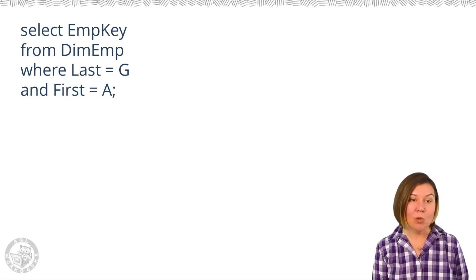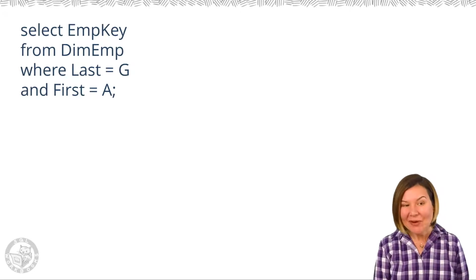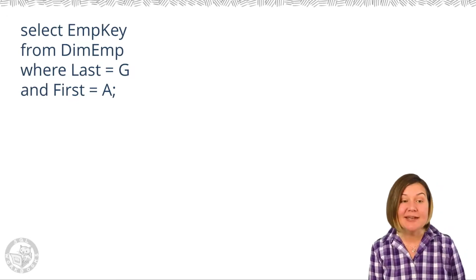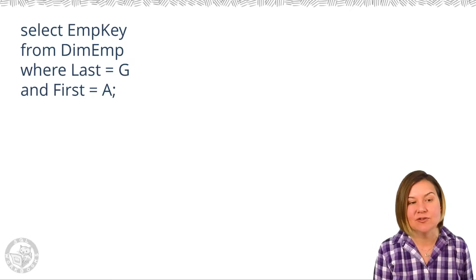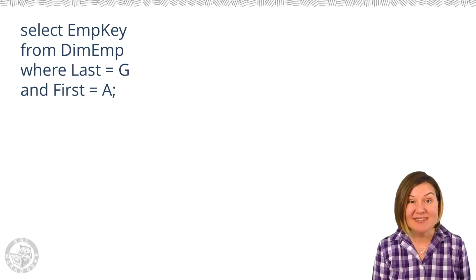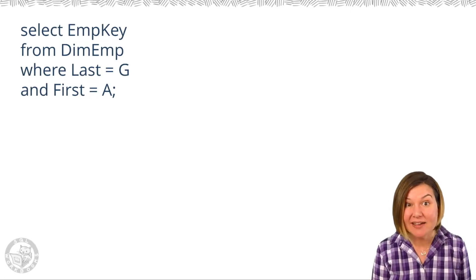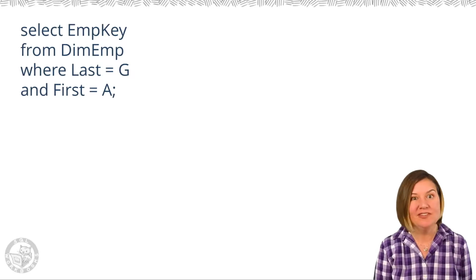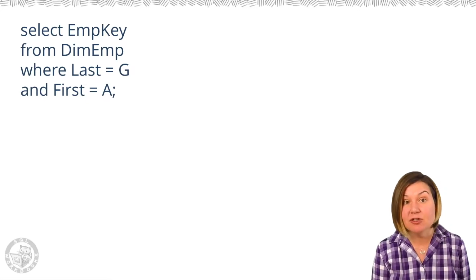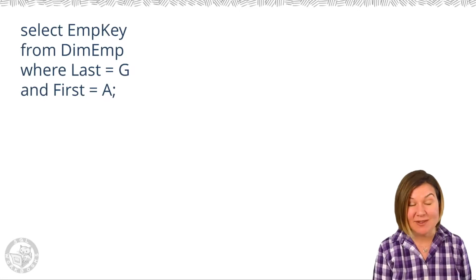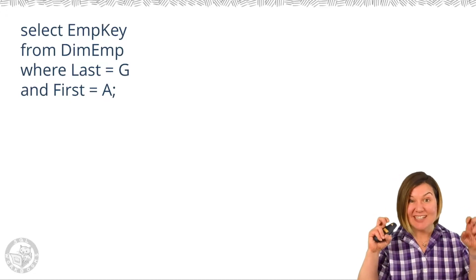For this example query, where we want the employee key, where the last name equals G and the first name equals A, SQL Server identifies, hey, I've got a great index for this. It has 3 key columns, but the first key column is last name, our predicate in the query. So this is a great match for this. The index also has employee key and the first name, so it can get all the data from this index. The query is covered by this index.